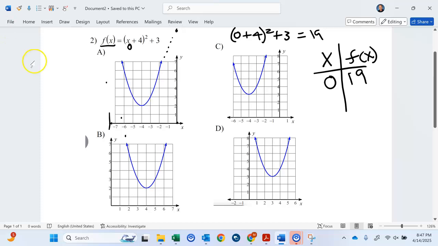So we have 4 possible ones that maybe this goes through. When this is 0, maybe 19's up here. When this is 0, maybe 19's up here, right? We don't know. So now we need to think a little bit more strategically. So what I'm going to do is I'm going to look at how the graphs are different.